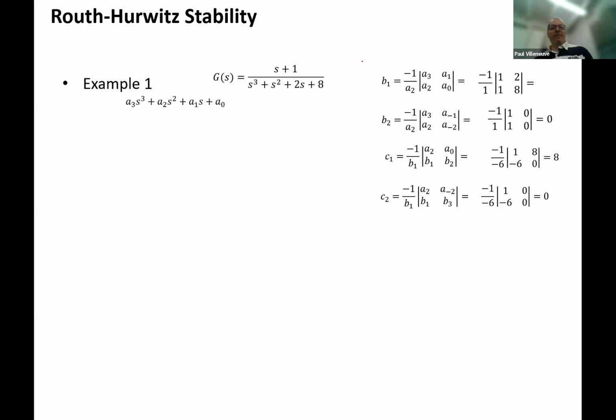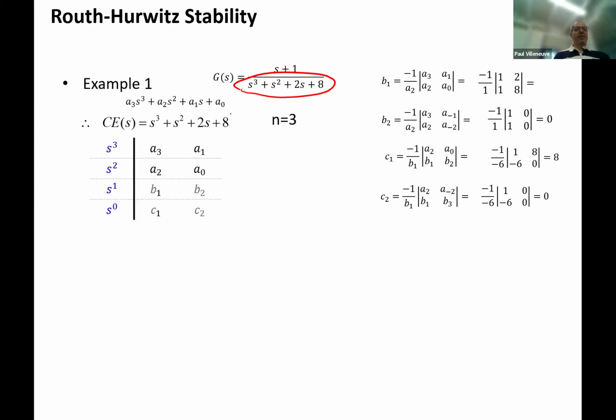All right, here's an example. So first thing I realize is I focus on my characteristic equation: S cubed plus S squared plus 2S plus 8. And then we just write over here what our terms are going to be. So step number 1, I identify the highest S coefficient. In this case, it's S cubed. So I'm going to build my Routh-Hurwitz array starting with row S cubed. So here's my S cubed. Then I go to S squared, right? N minus 1, S to the 1, and S to the 0.